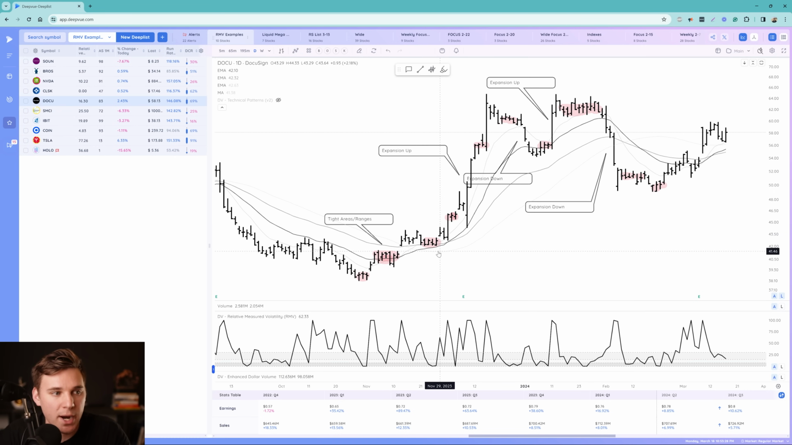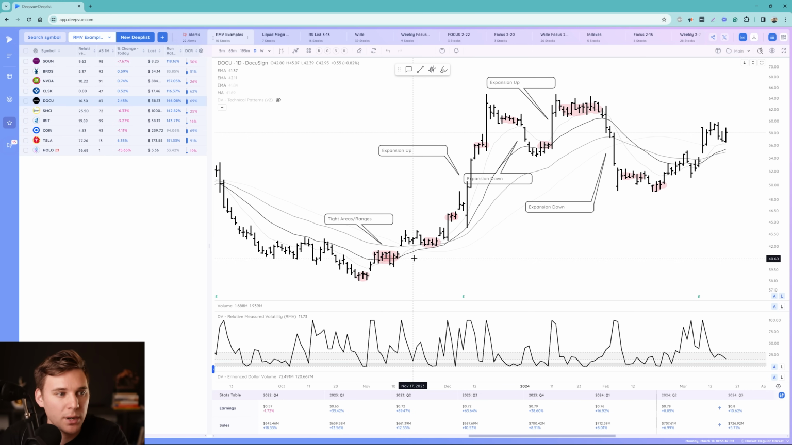So again, we're just trying to play probabilities, and RMV is a tool that can help you find those tight areas that, in the context of a larger pattern, can be a very powerful entry tactic and edge for you when you're trying to trade momentum stocks, growth stocks, stocks that can really make moves quickly.